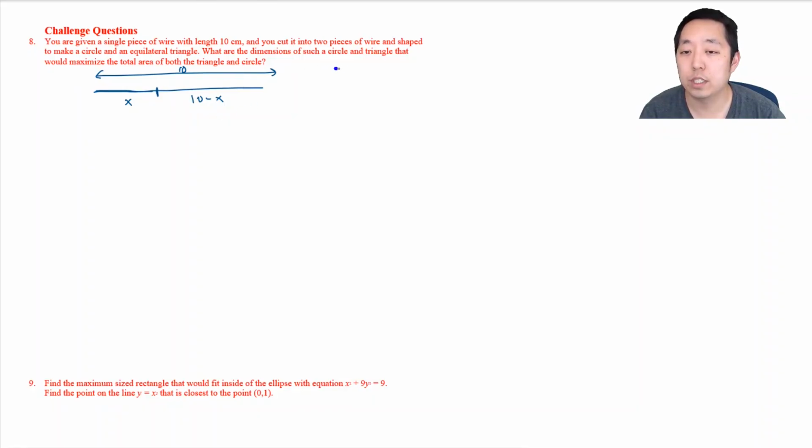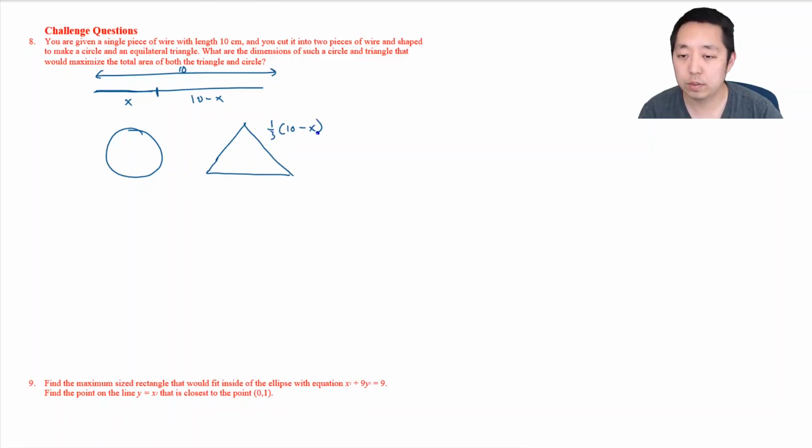What are the dimensions of such a circle and triangle that maximize the total area of both the triangle and the circle? Well, the total area means the sum of the areas. So say I cut it into this x and 10 minus x, and then I construct a circle out of this, and a triangle out of this one. Now in this case, if this length is 10 minus x, each side of the triangle is going to be 1/3 of 10 minus x, right?